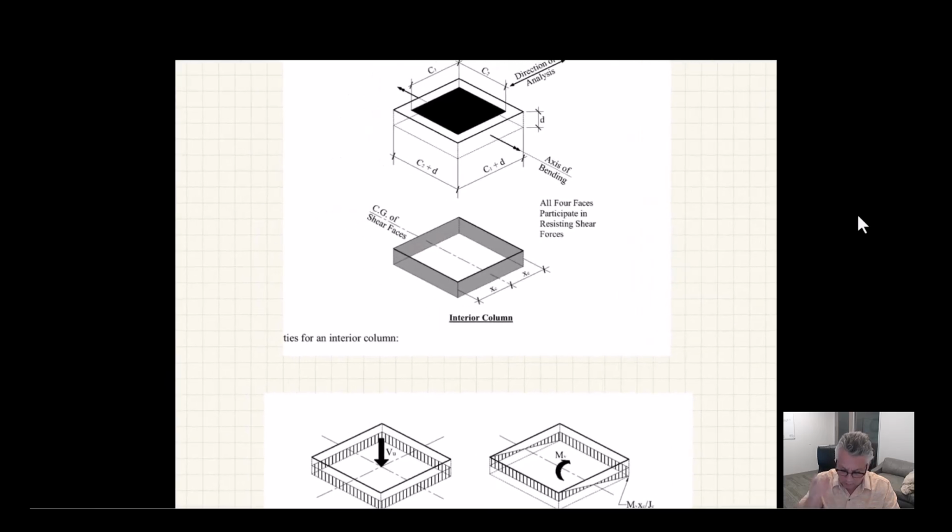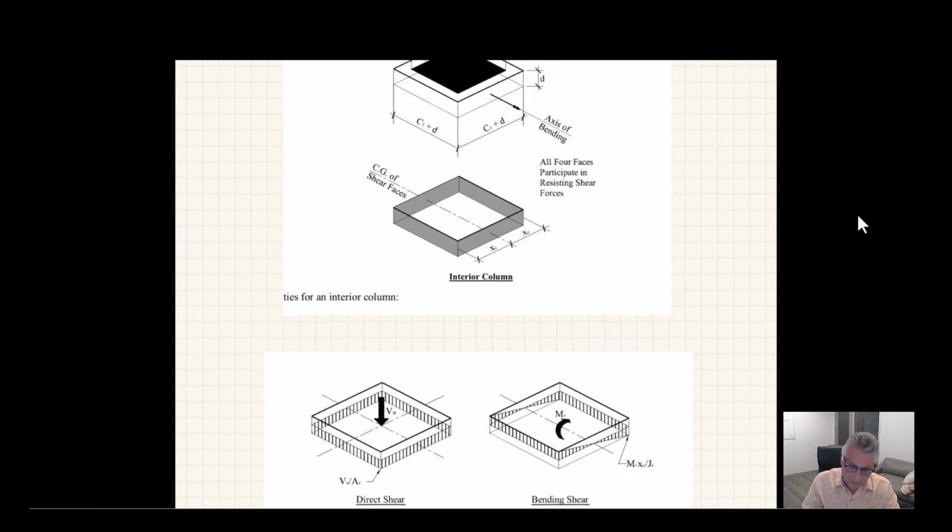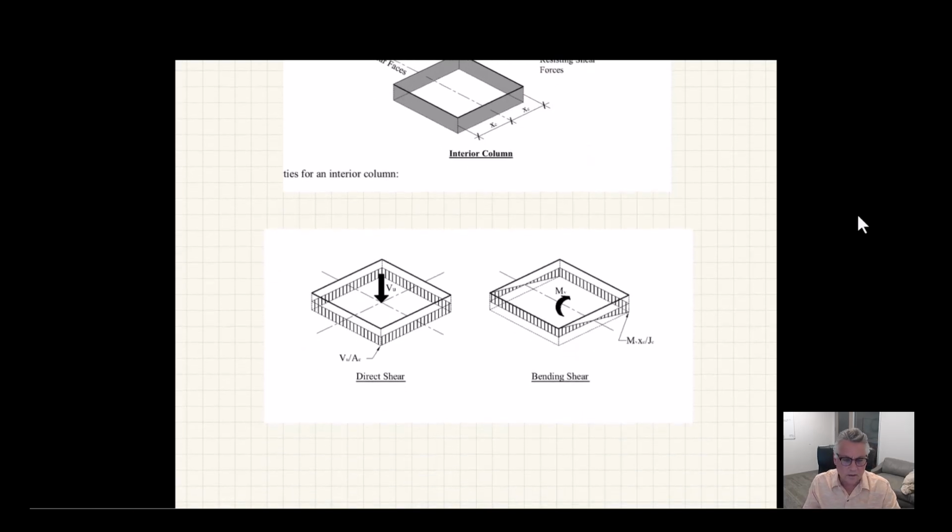And just recall what we're doing. We're bending about this axis. If it was two-dimensional, this would be C, but we call it X in the three-dimensional case. And much as we do typically in post-tension concrete, or any time we have direct shear forces or direct axial forces and bending forces in combination, we separate those. So we are going to look at a direct shear of VU over the area of shear stress. And then we're going to look at the bending shear, the portion proportioned just to the shear stresses.